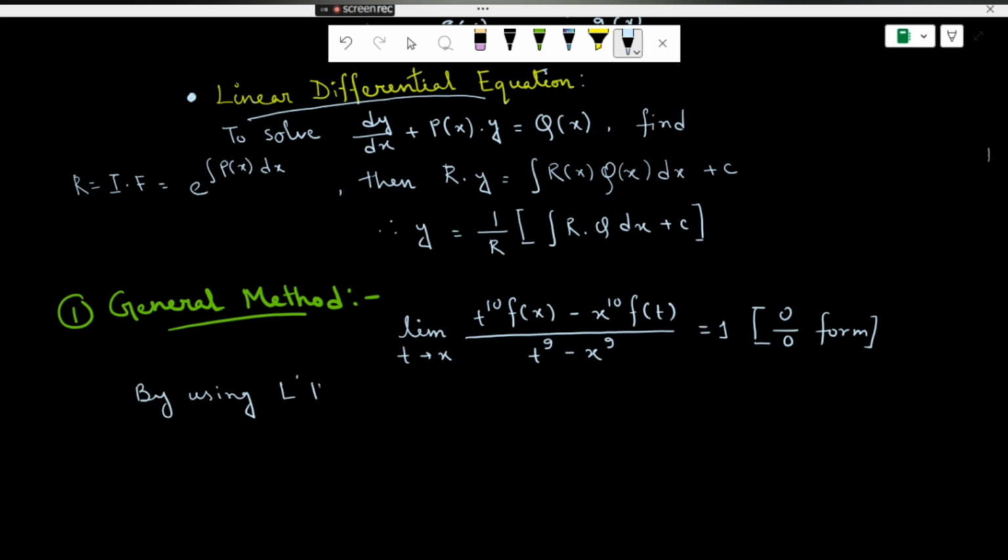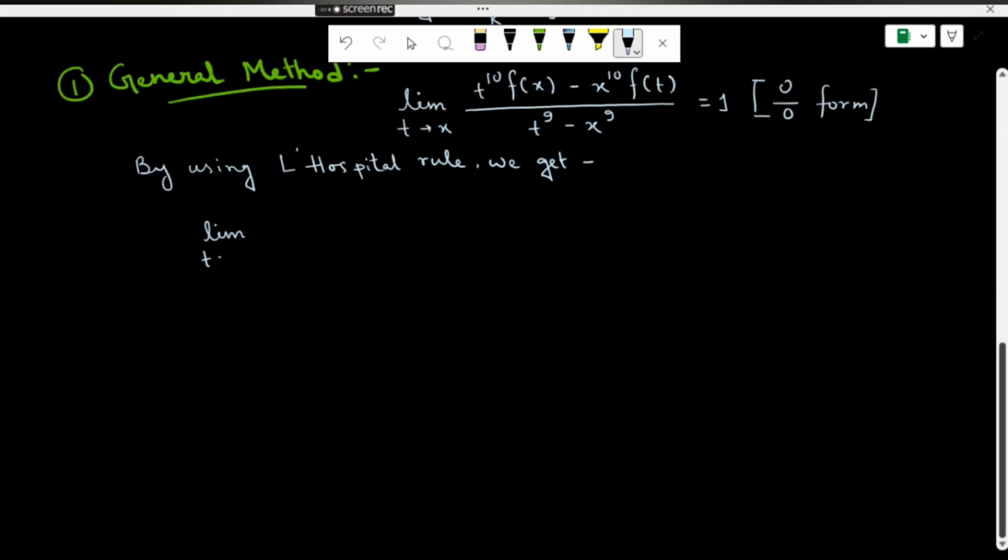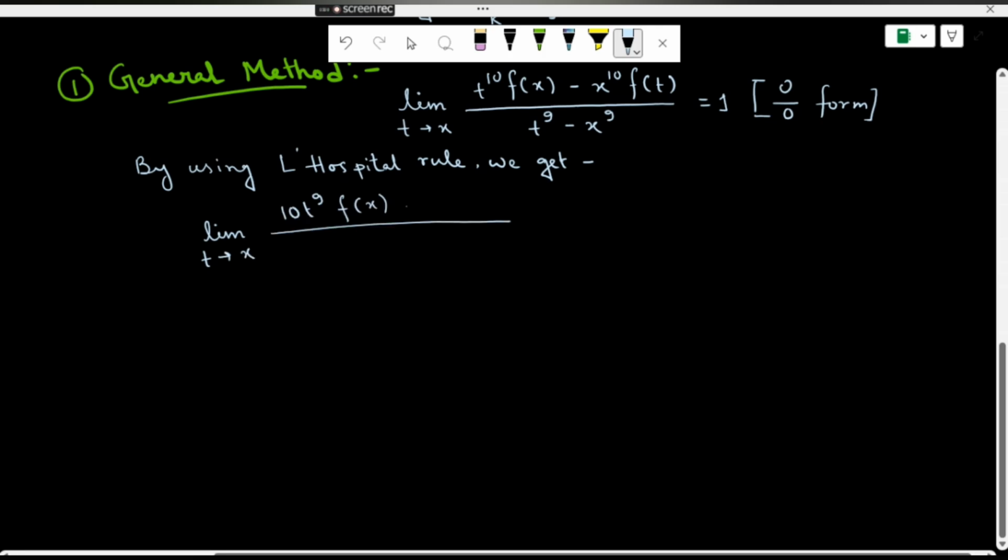So what will we use here? We will use L'Hopital's rule here. So what will we do? Limit t tends to x, derivative of the numerator and denominator. So limit t tends to x of (10 t^9 f(x) - x^10 f'(t)) / (9 t^8 - 0) is equal to 1.